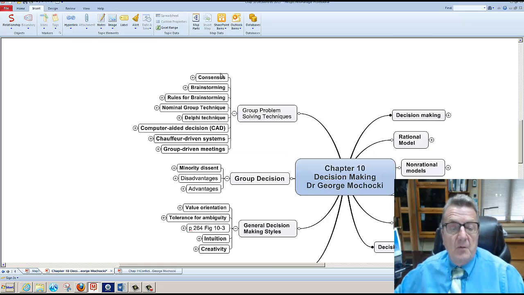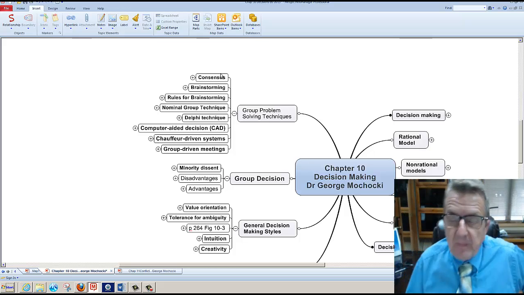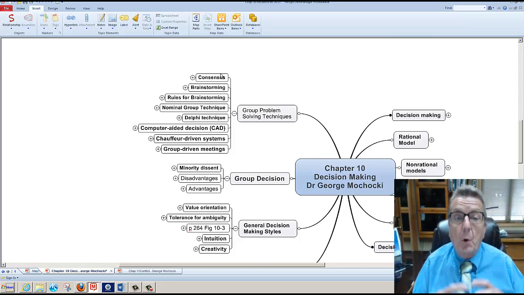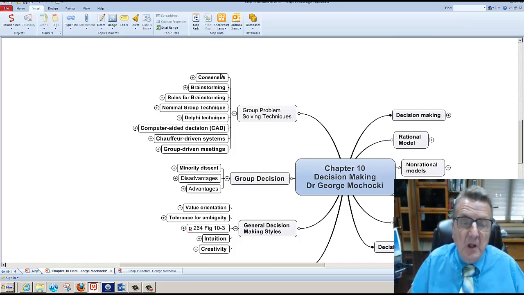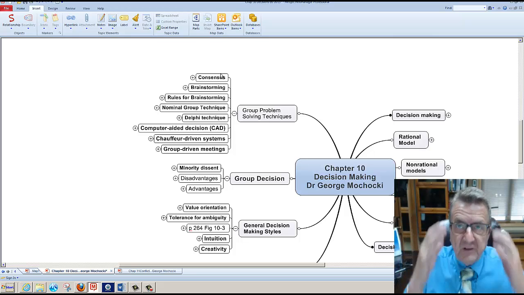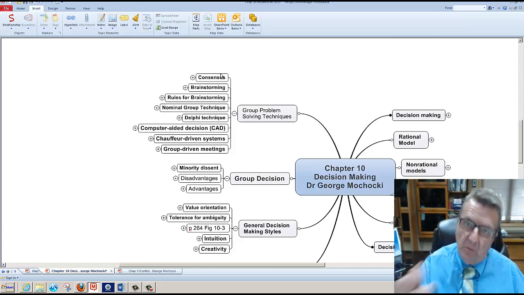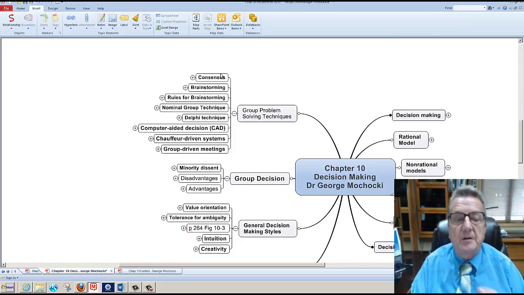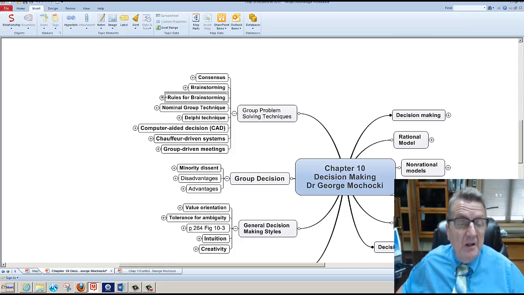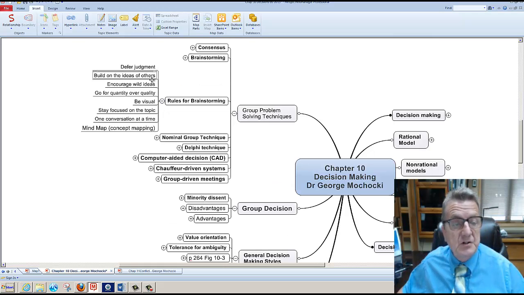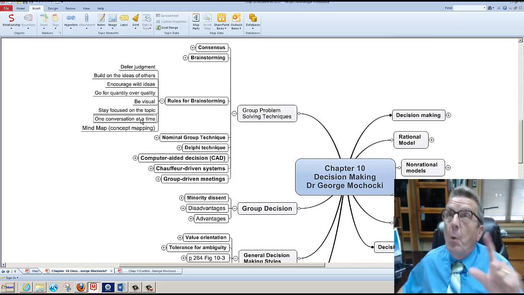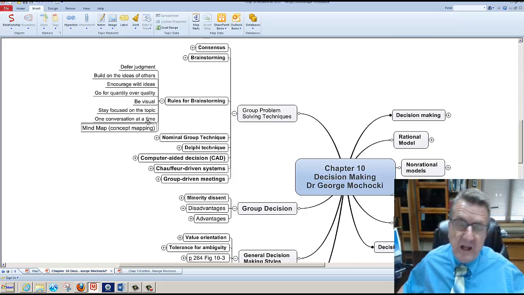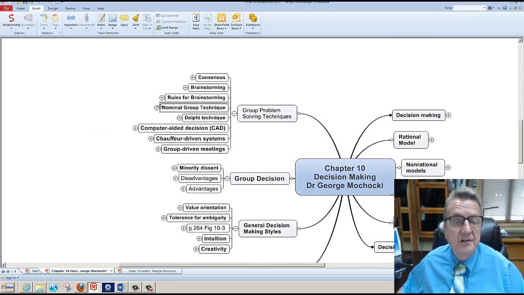Problem-solving techniques. Remember, when you're solving in a group, and this is for an organization, usually in teams, you have to get a consensus. You have to do brainstorming. In brainstorming, there's no right or wrong answer. You're throwing out information and trying to compile it. Make sure you have some rules set up for brainstorming. No question is stupid. Defer judgment. Encourage wild ideas. Be visual. Stay focused on the topic. One conversation at a time. Use concept maps. That's basically what I utilize out of that.